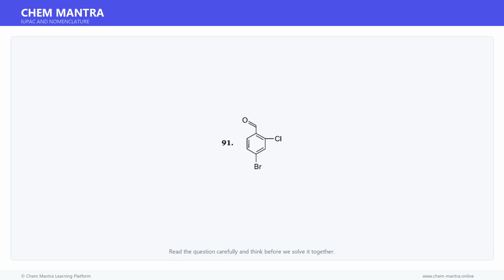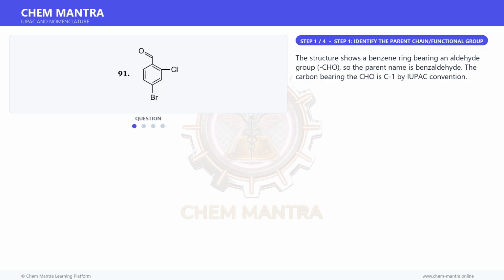Here is a question. Read it carefully and think about the answer. Let us solve it step by step. Let us begin solving this step by step. The structure shows a benzene ring bearing an aldehyde group, CHO, so the parent name is benzaldehyde. The carbon bearing the CHO is C1 by IUPAC convention.